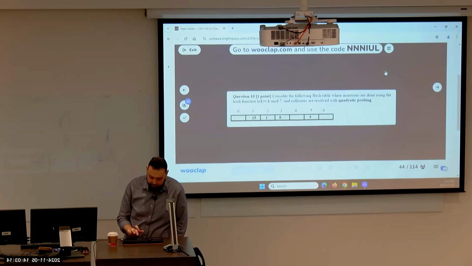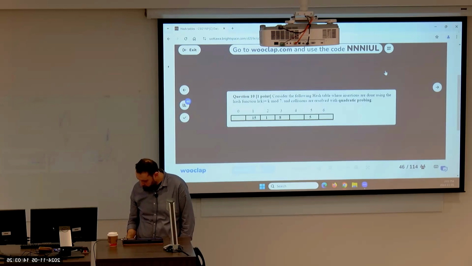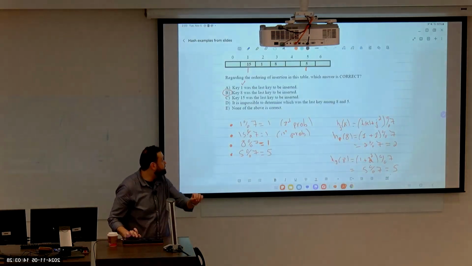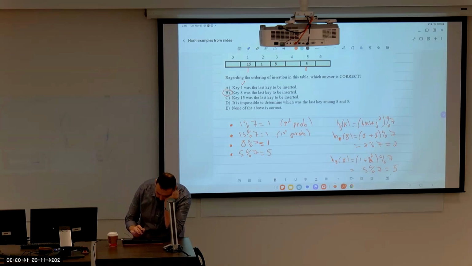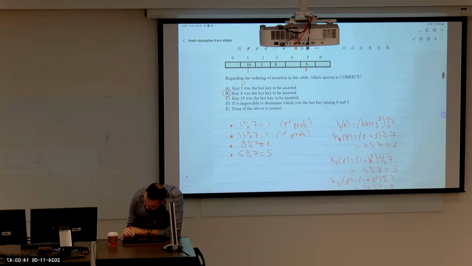I'm going to show you, one second. Let me show you. So let's do it here. So look at it. 1 mod 7 is 1. 15 mod 7 is 1, first probe. And then we said, I'm going to do the 8 mod 7 equal 1. If I'm doing 8 mod 7 equal 1, that means that's 1 here. Correct? That's 1.